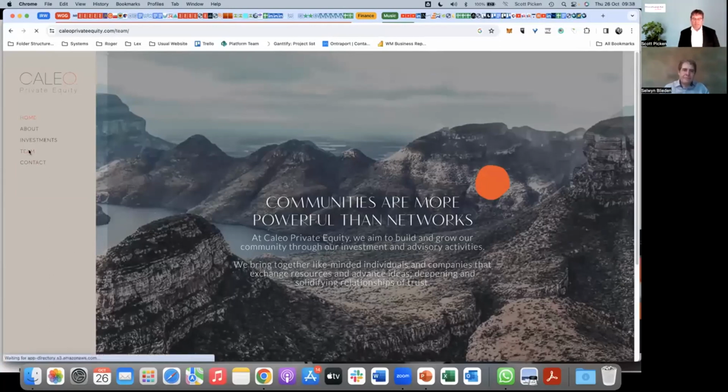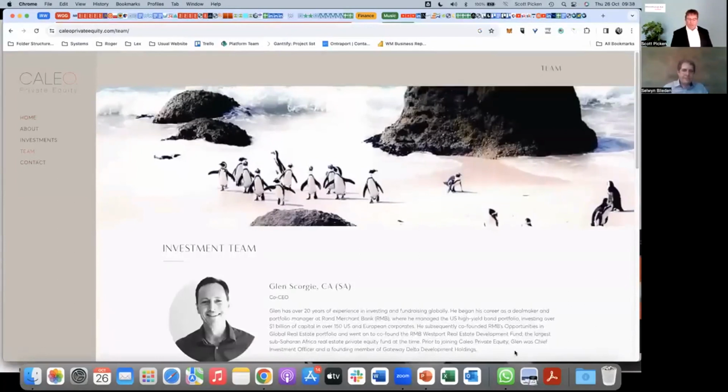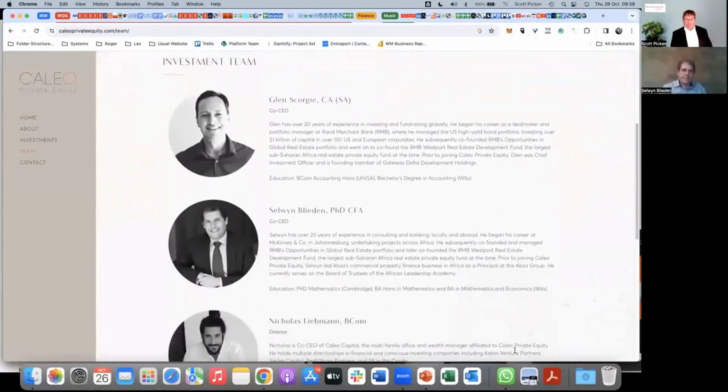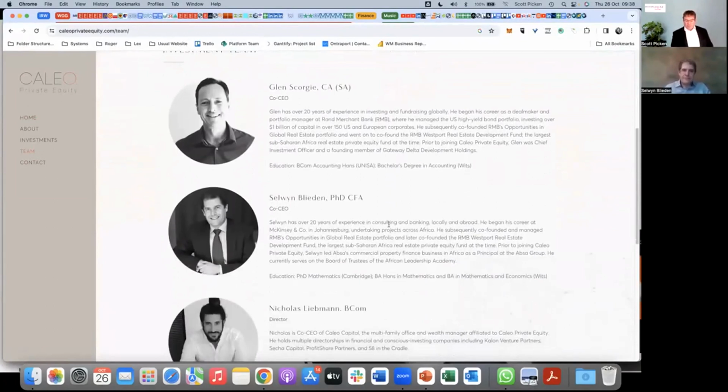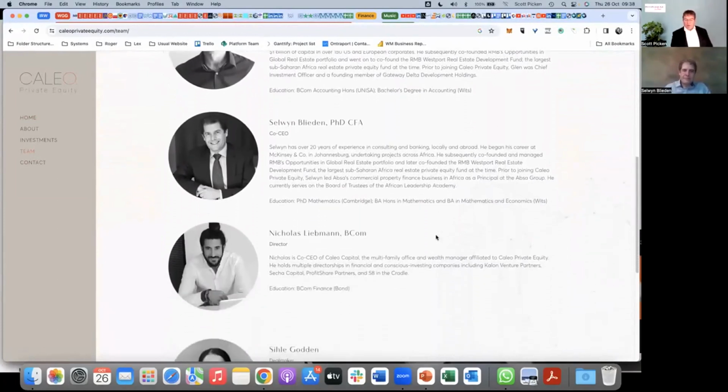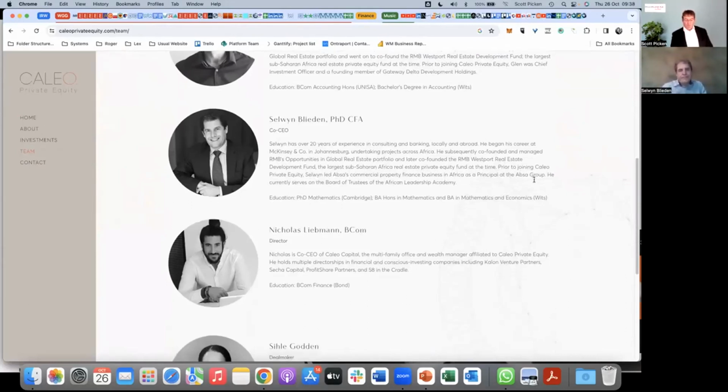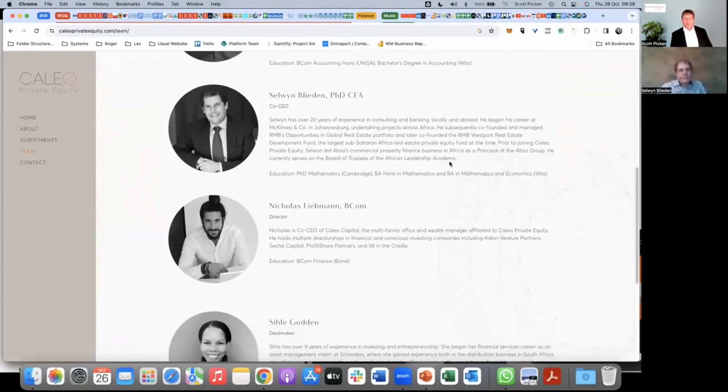If I go to team, just to give a little bit of an introduction to Selwyn: there are two partners, Glenn and Selwyn. Selwyn has over 20 years of experience consulting and banking locally and abroad. He began his career at McKinsey & Co. in Johannesburg, undertaking projects across Africa. He subsequently co-founded and managed RMB's opportunity in real estate in the global real estate portfolio, and later co-founded the RMB Westport Real Estate Development Fund, the largest sub-Saharan African real estate private equity fund at the time. Prior to joining Callio Private Equity, Selwyn led ABSA's commercial property finance business in Africa as a principal for the ABSA Group. He currently serves on the board of trustees of the African Leadership Academy.